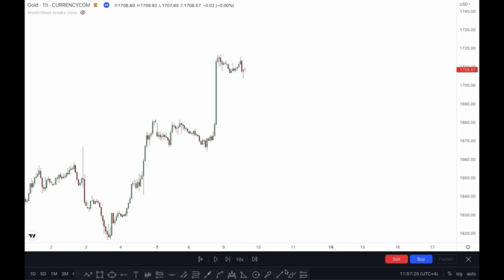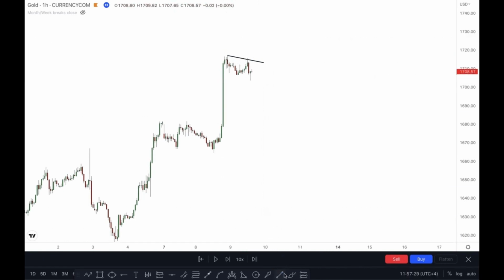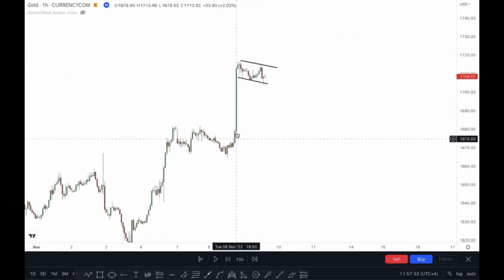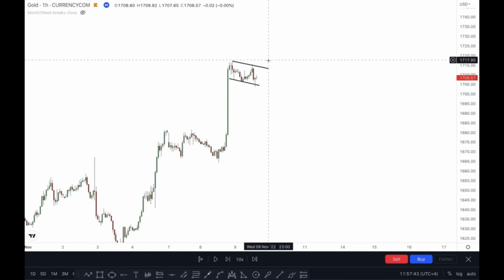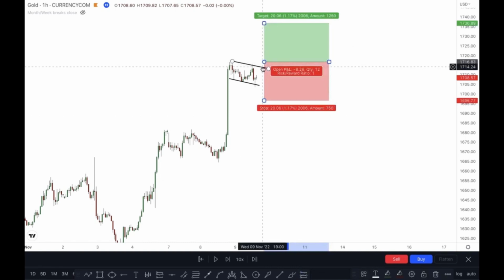We have our first point right here. We have our second point. So we're going to connect this. We also have our first point, and we have our second point. So this is a valid impulsive move and a correction phase. Same approach: we will be interested in buying opportunities once this flag pattern breaks to the upside. This is where we'll be looking for buying opportunities at the breakout of the flag pattern.